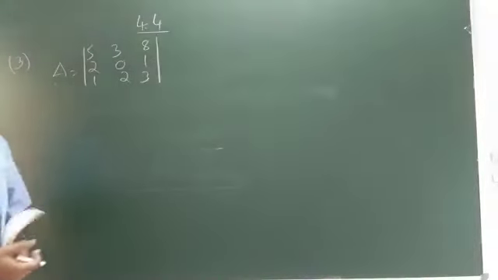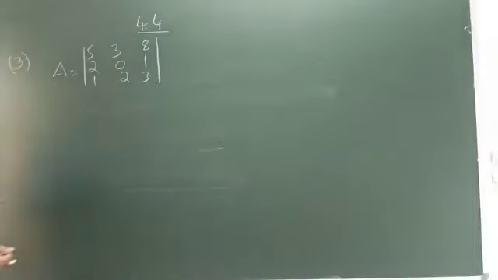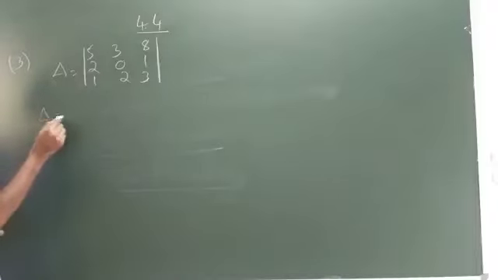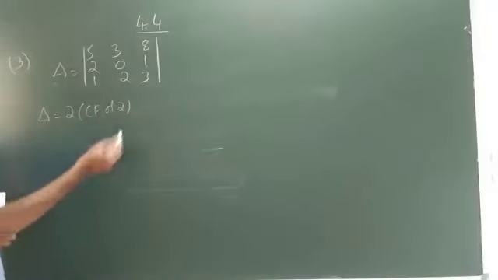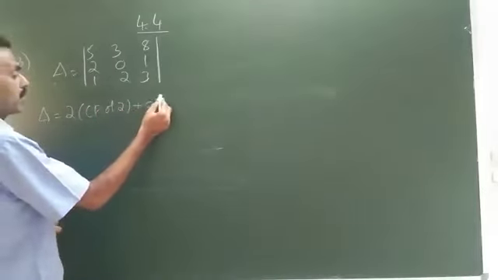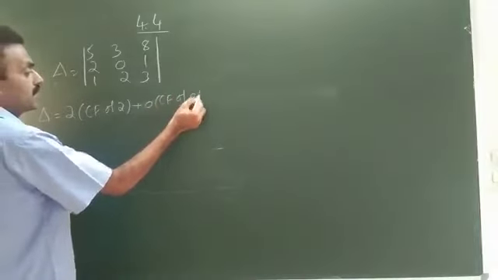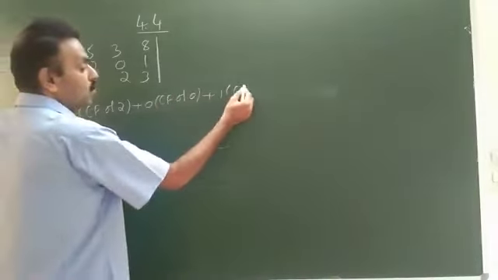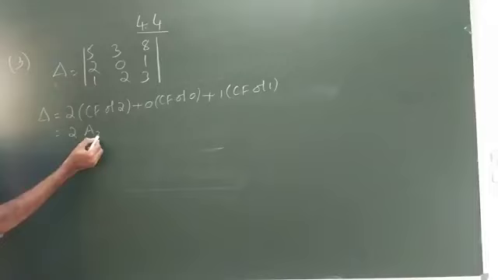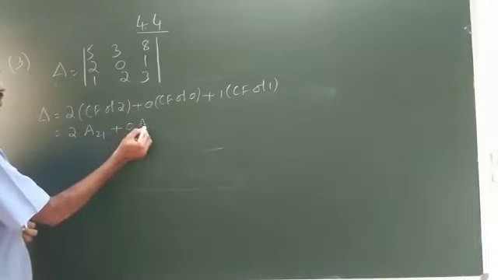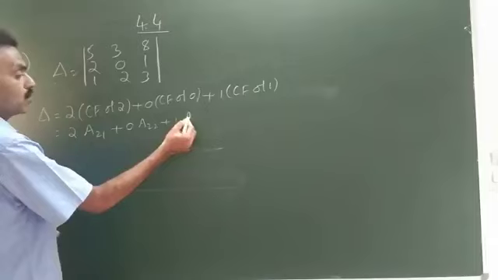You know how to find the value of the determinant directly. But you are not supposed to do it directly. You have to expand it using the cofactors of the second row. So, how to find out the value of the determinant? 2 into cofactor of 2 plus 0 into cofactor of 0 plus 1 into cofactor of 1. That means you are finding out 2 into A21, 0 into A22 plus 1 into A23.